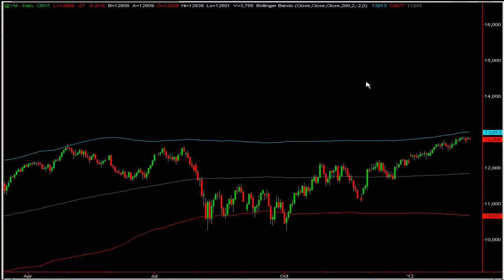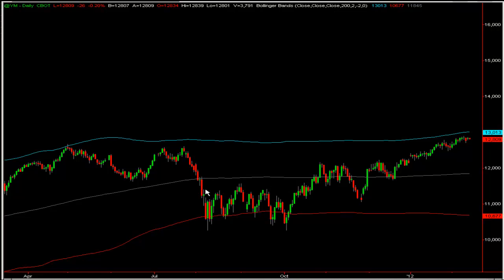And what it looks to do is it gives you a moving average, right? And then it plots volatility bands above and below, a certain number of standard deviations above and below. The number of standard deviations is set by you, and it's used to represent volatility, right? So in this case, I used two standard deviations above and two standard deviations below.